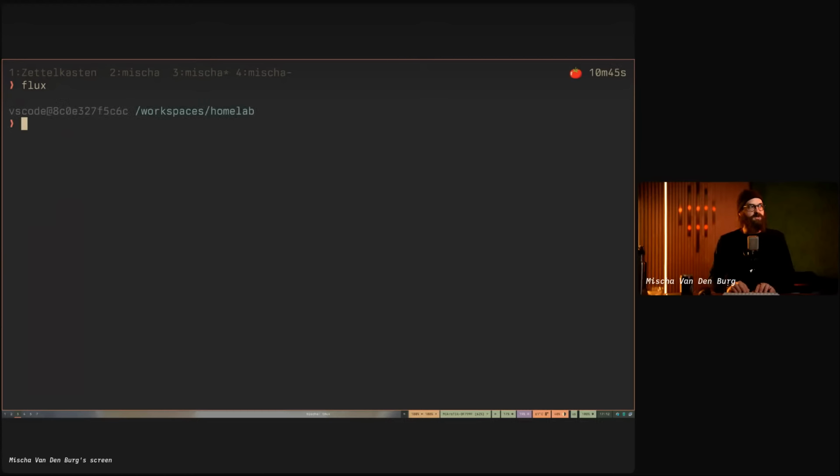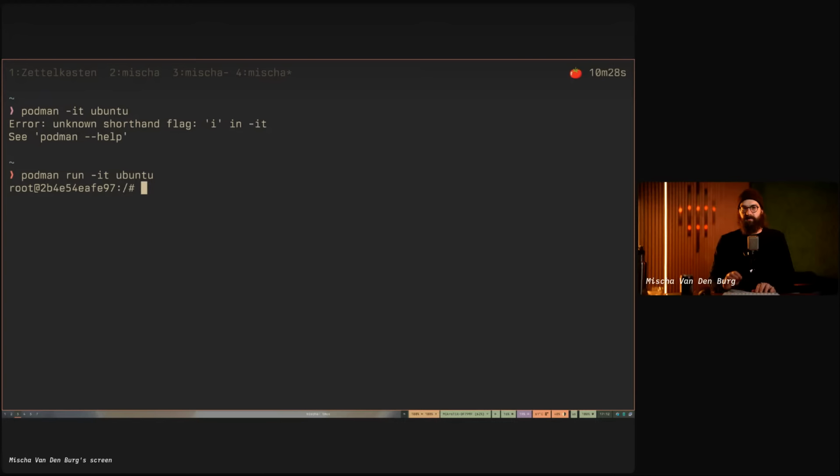But Z shell is not available on all Linux systems. If I run a simple Ubuntu container, so podman run it Ubuntu, I'm now running a sub Linux system on my computer. And of course, if I now go echo shell, now we see that I'm actually running bash. Bash is the standard default shell of Ubuntu. Now, what was I going to say?